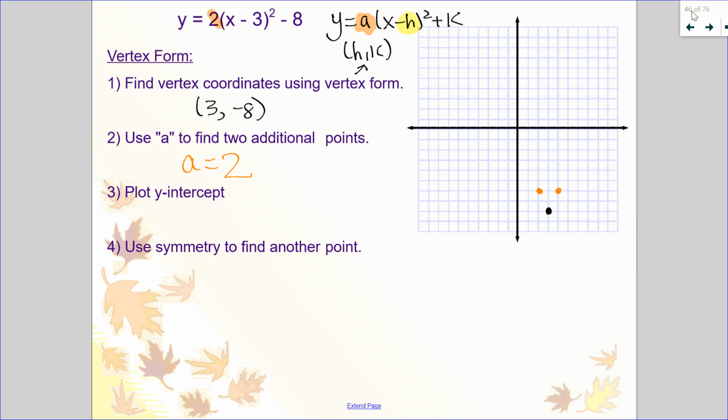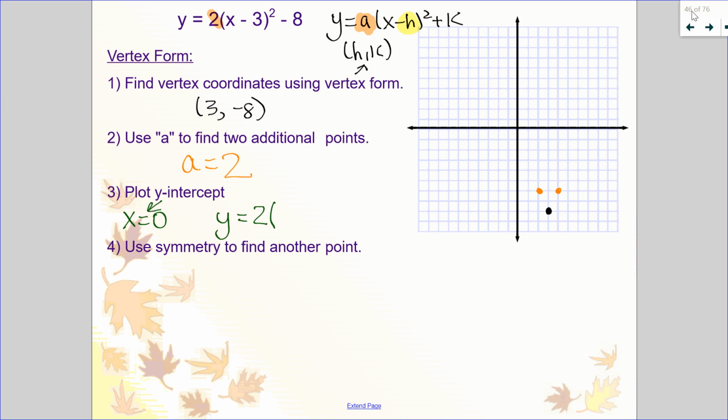Then I'll plot my y-intercept. This is the most math that is involved. So we know our y-intercept occurs when x equals 0. That is always true. But we don't want to be confused and think that that occurs at -8, because we're not in standard form. We're in vertex form. So we have to actually plug in x equals 0 into our equation and solve for y. So I'll do that.